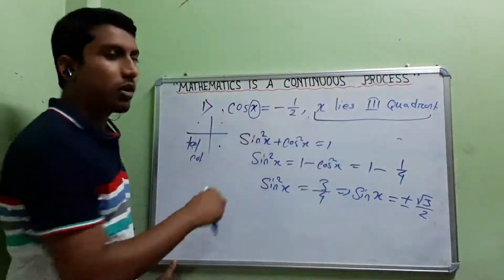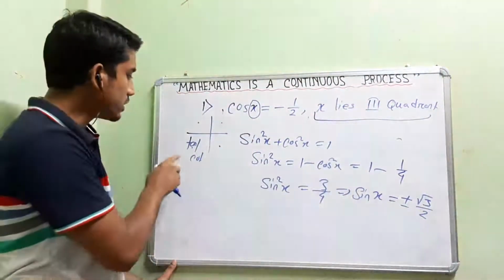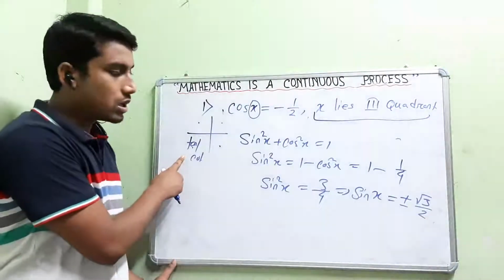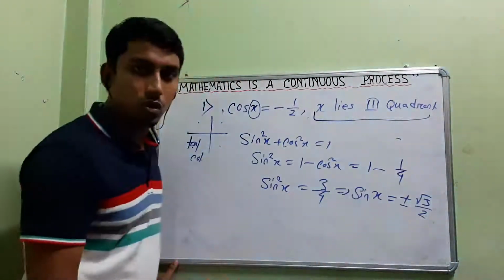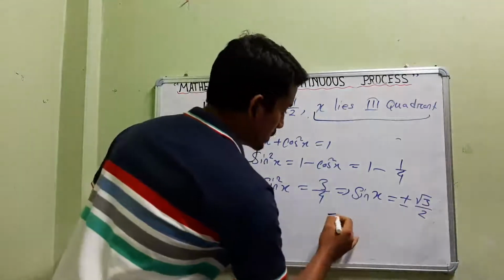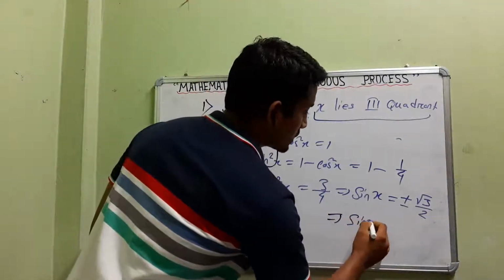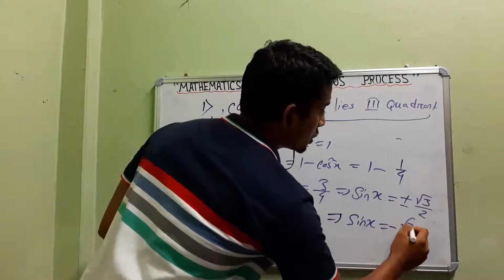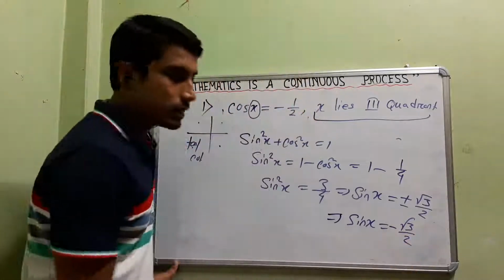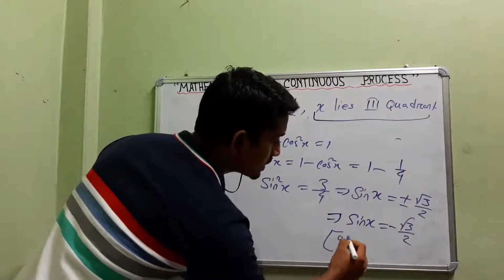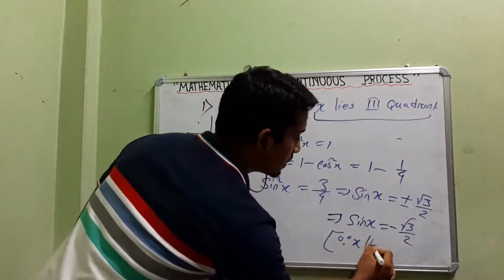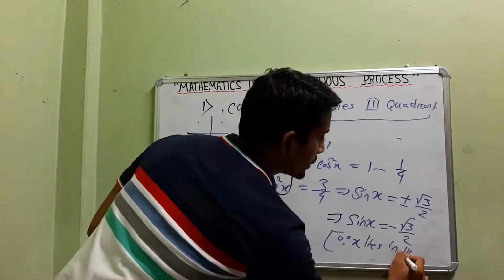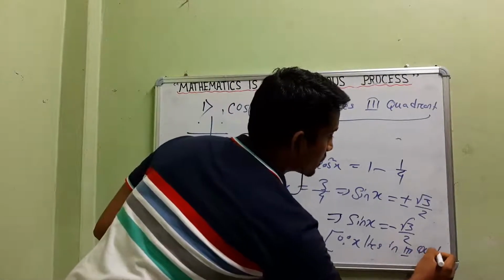So cos x will obviously be negative, isn't it? Because the third quadrant is the house of tan and cot. So the value of sin x will also be negative. So we will not take the positive value. We will write sin x equal to minus root 3 by 2. What is the reason behind that? The reason is, you will write like this: since x lies in the third quadrant. You are supposed to give this logic.